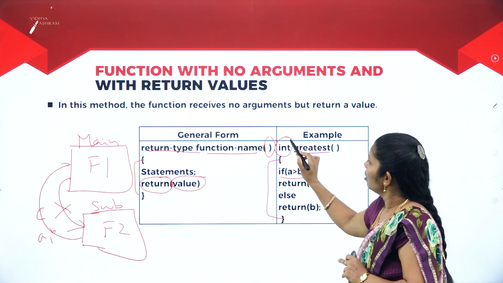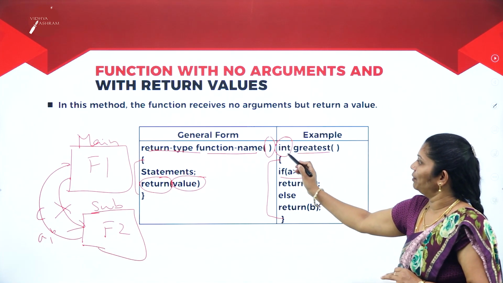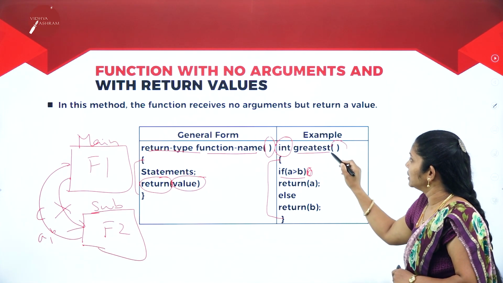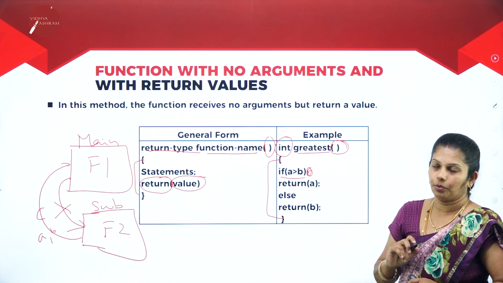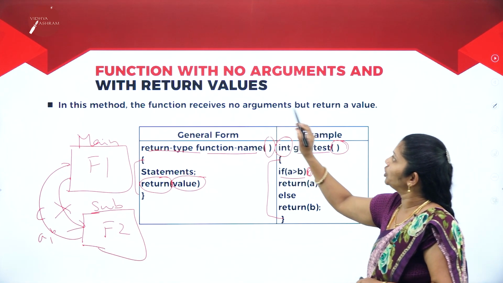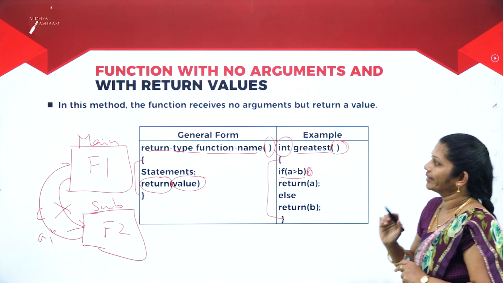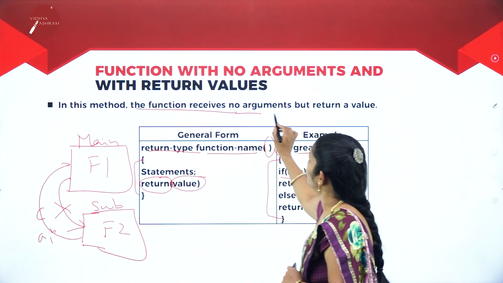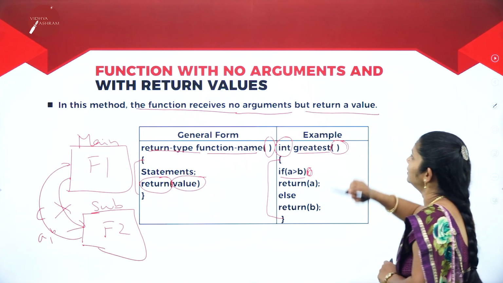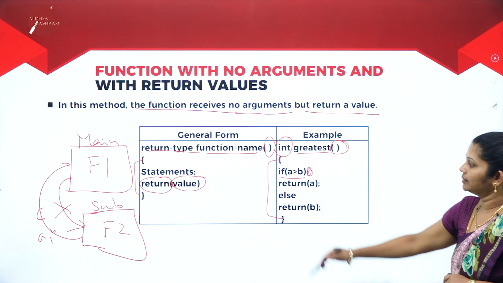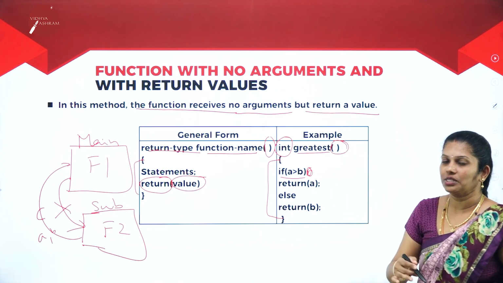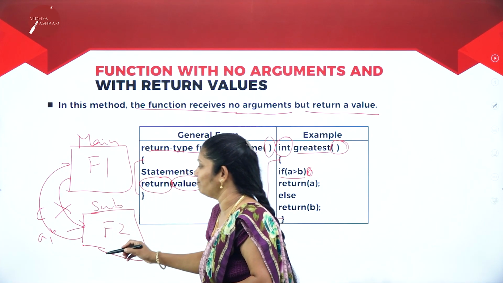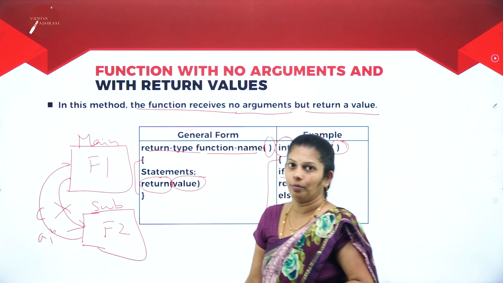Then if you observe here, after calculation, we have to generate the result of type integer format, and no values are passing from main program to subprogram. That is regarding functions with no argument and with return value. In this method, the function receives no arguments but returns a value. The subfunction is not going to receive any values, but the subfunction has to pass the result back here.